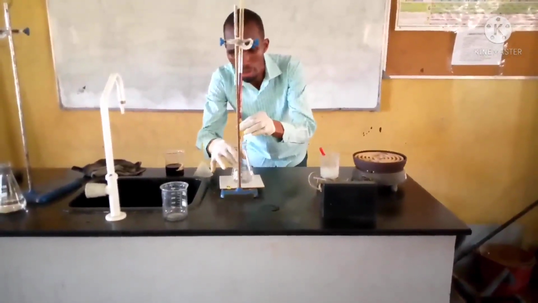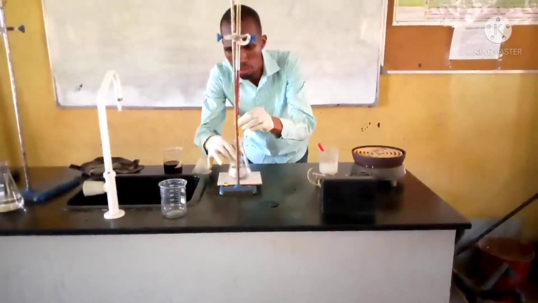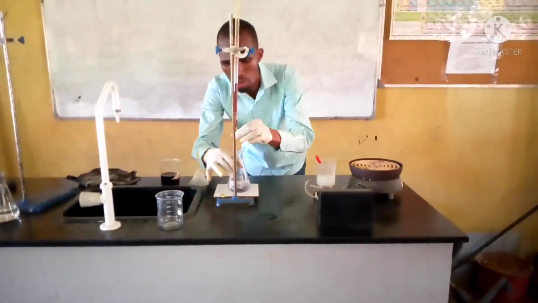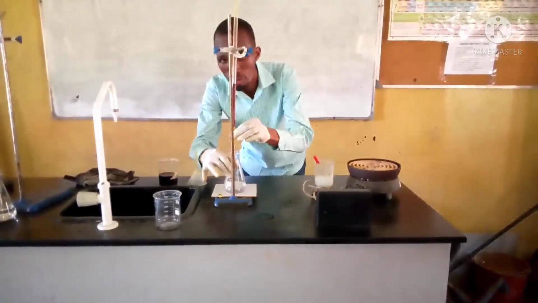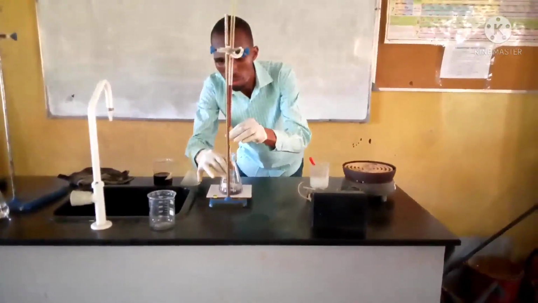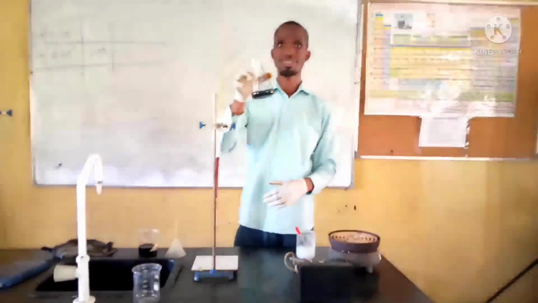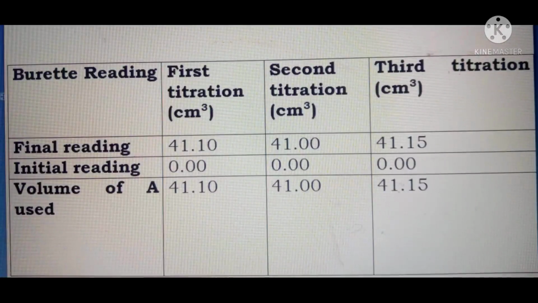So here we have the average volume of A used as shown on the screen. For the average, you add up the 3, first titration, second titration, and third titration, and divide by 3. You present your average volume of A used in 2 decimal places. Table. There is a table as it should be. Yes, well presented and with the unit correct.